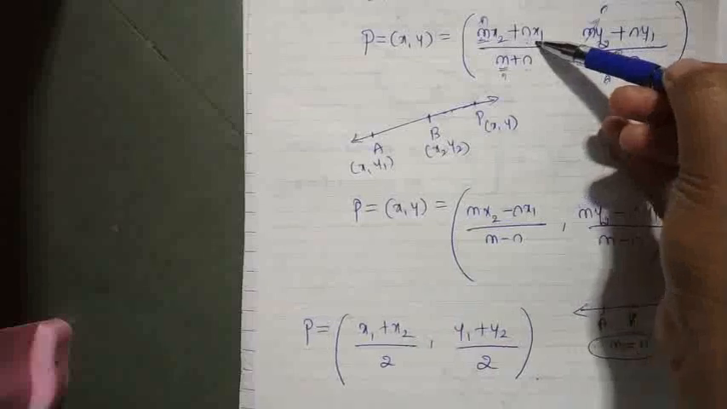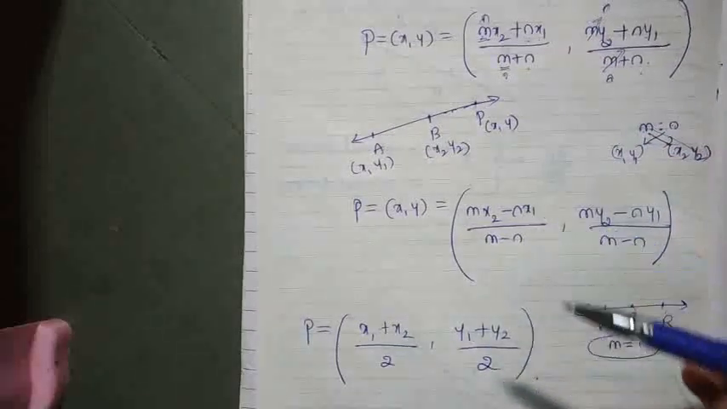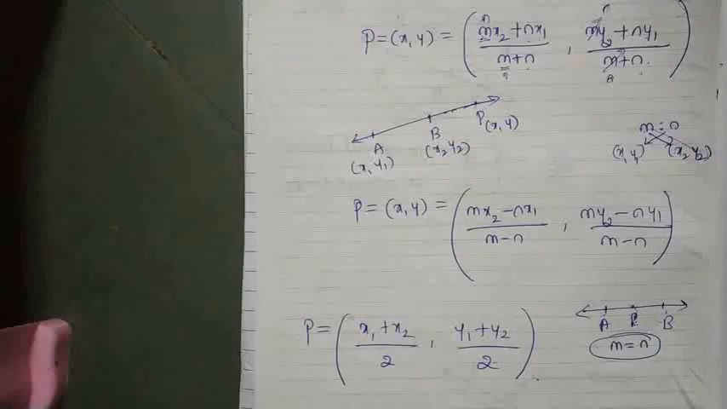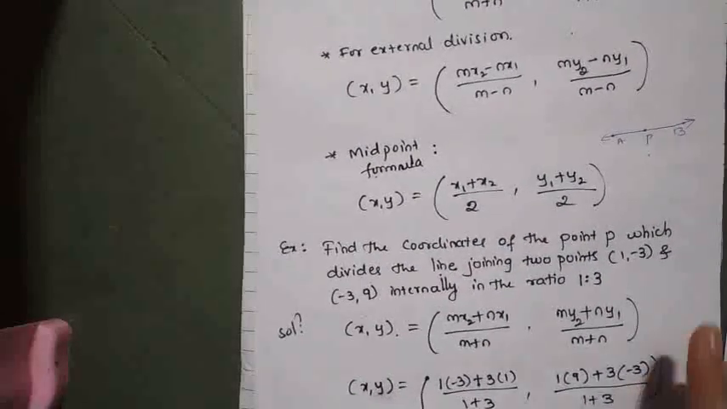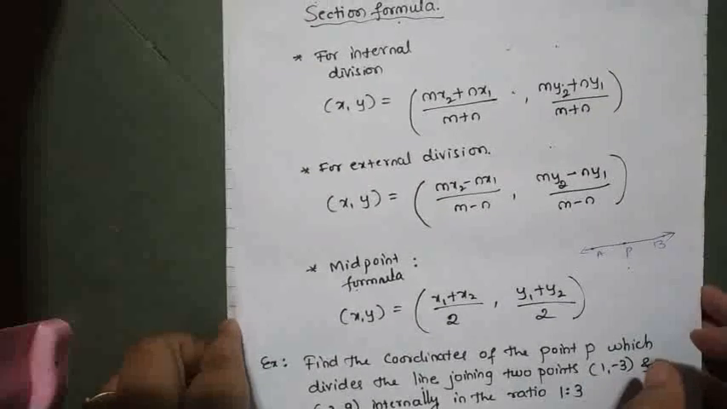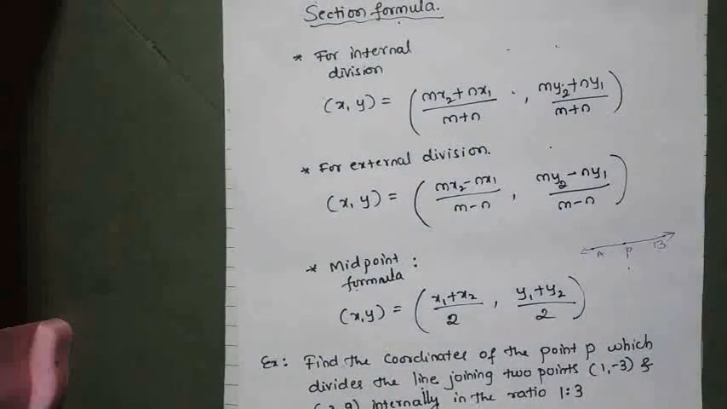Okay, internal division formula, external division formula, and midpoint formula. And keep it in mind, ratio is positive in internal division and is negative in external division. What is the internal division formula? Internal division formula is mx2 plus nx1 divided by m plus n, my2 plus ny1 divided by m plus n. External division formula, mx2 minus nx1 by m minus n, my2 minus ny1 by m minus n. And midpoint formula, x1 plus x2 by 2, y1 plus y2 by 2.